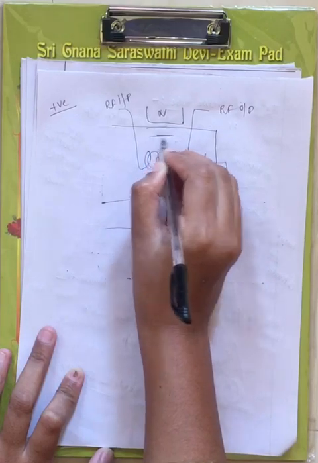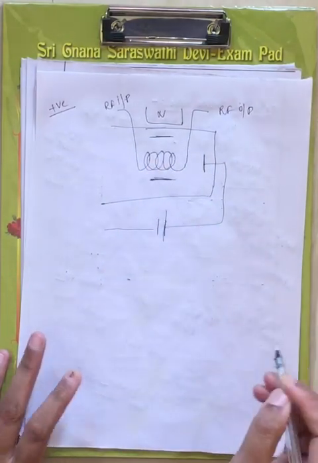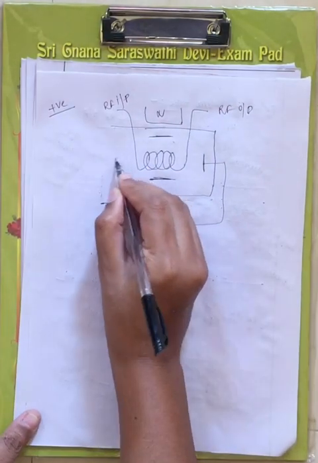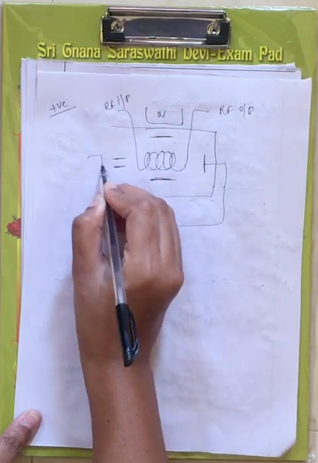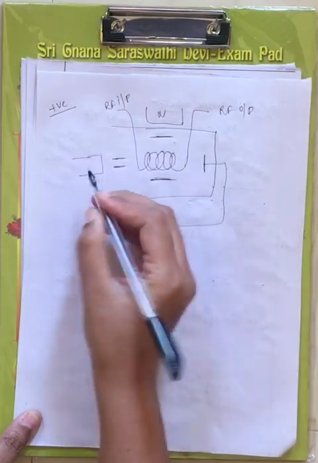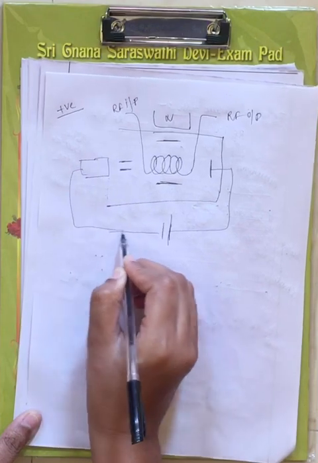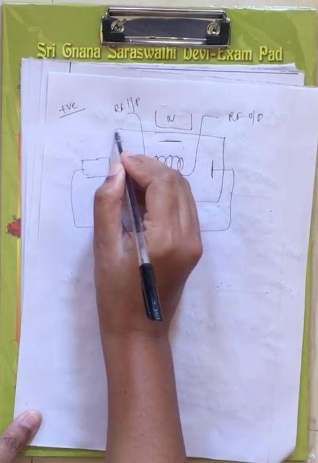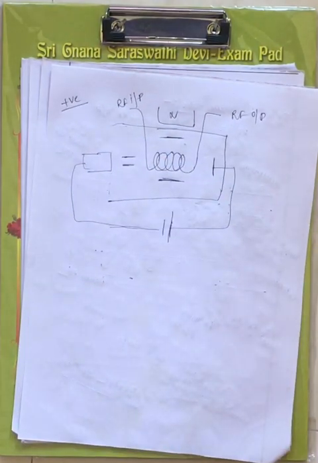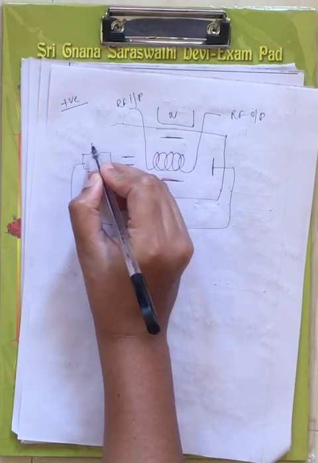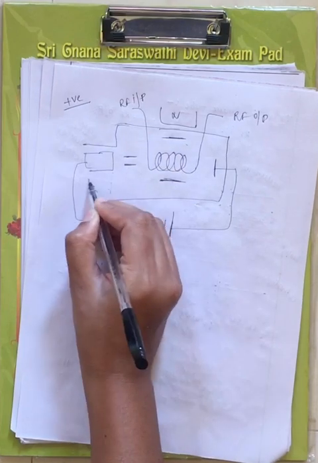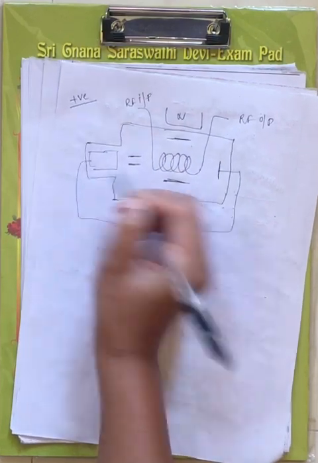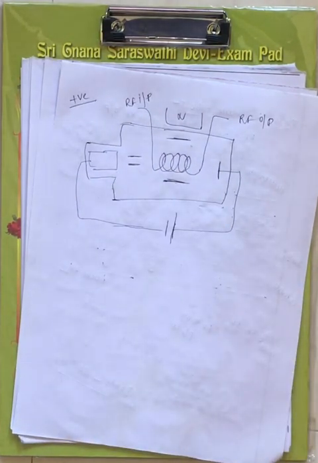Here you will place attenuators. Attenuators are used to bound the beam of electrons, and here you will have a focusing plate and here the electron gun. This is connected to the negative terminal of the battery, right? Now here you will have it like this, and these two are closed, right? Roughly I am drawing its structure.